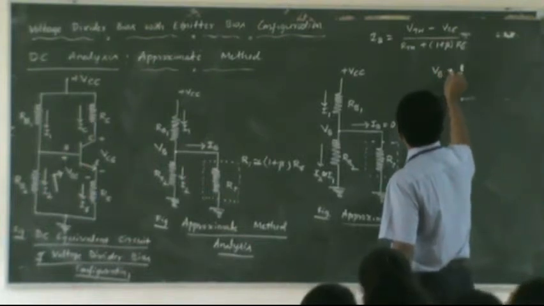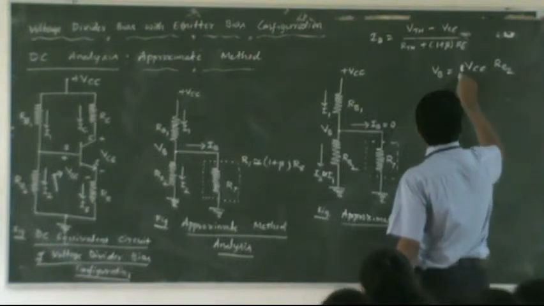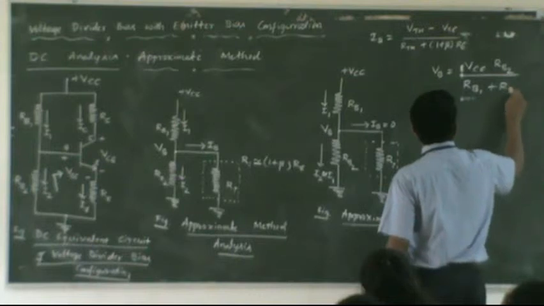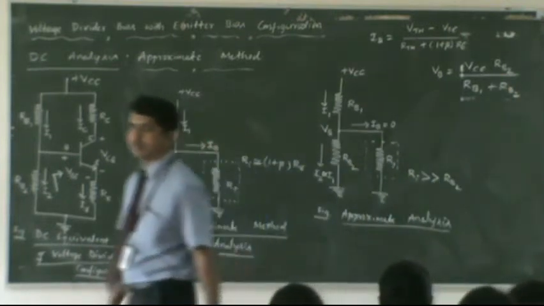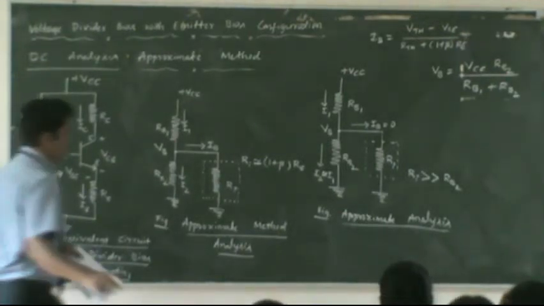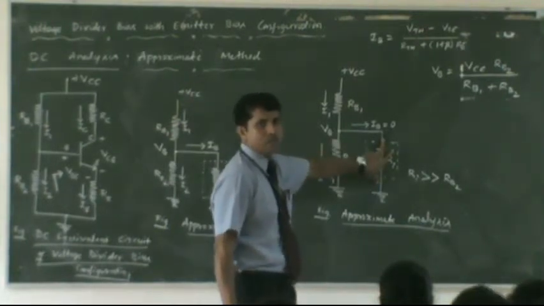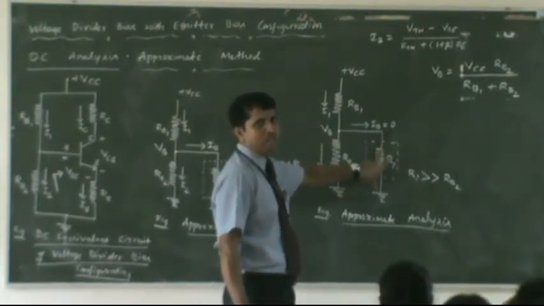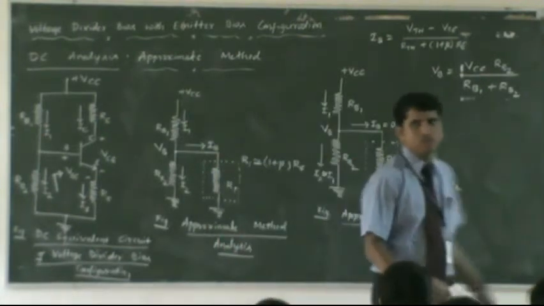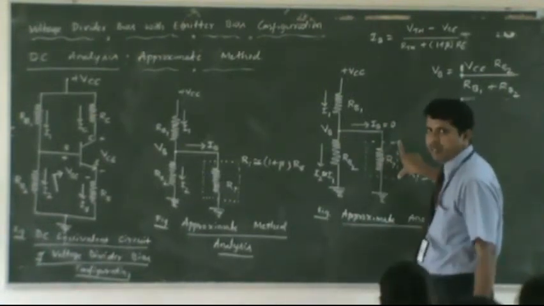VB is equal to, again by the voltage division rule, VCC times RB2 divided by RB1 plus RB2. You understand how we obtain VB? In other words, VB is nothing but the voltage across RB2, or voltage across this resistance. When this becomes zero, maximum drop occurs across this one, because the parallel voltage remains the same.